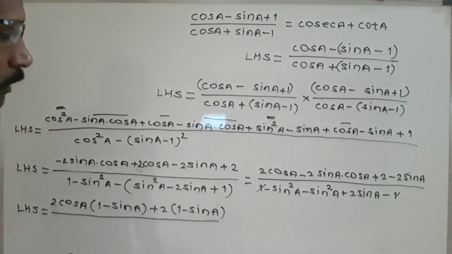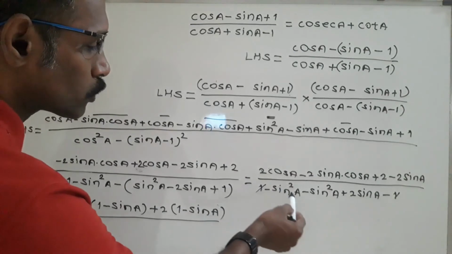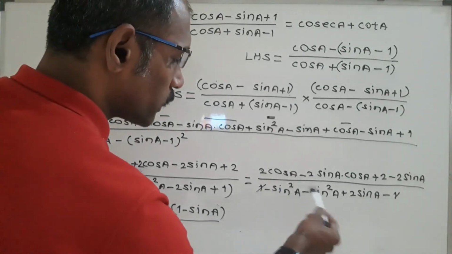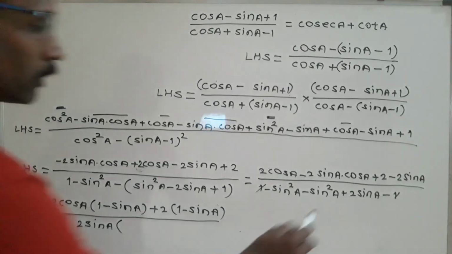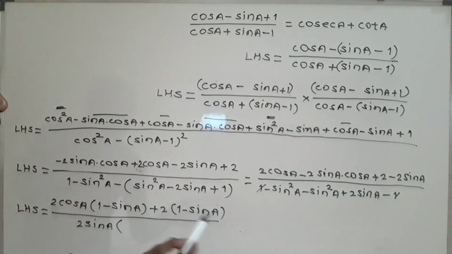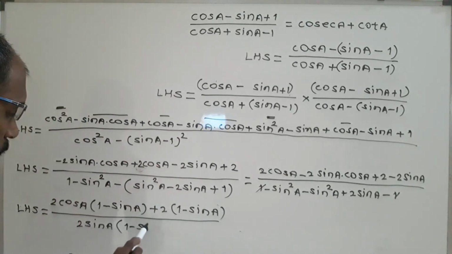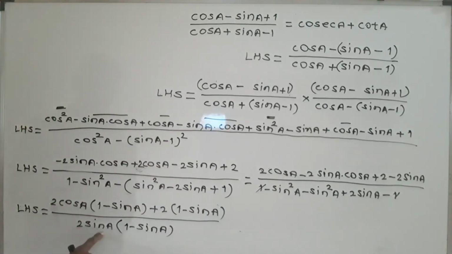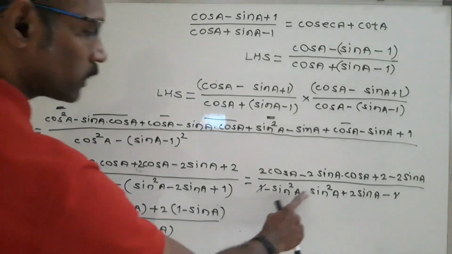Denominator, see this, minus sin square A minus sin square A means minus 2 sin square A, minus 2 sin square A plus 2 sin A. We take 2 sin A common, then remaining 1 minus sin A. See here, 2 sin A into 1 means 2 sin A. See this, plus into minus, 2 times 2 sin A into sin A, sin square A.